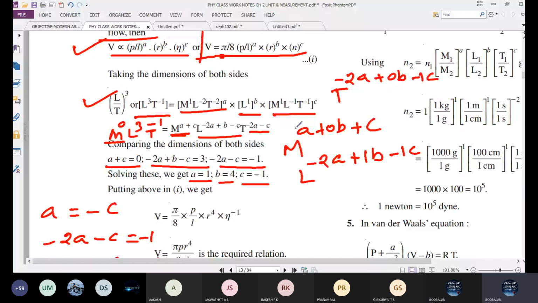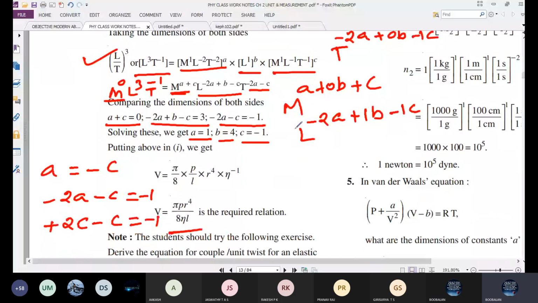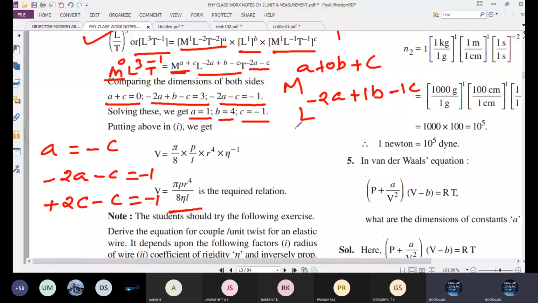Completed. Okay. Next one. Dimension formula, converting system.